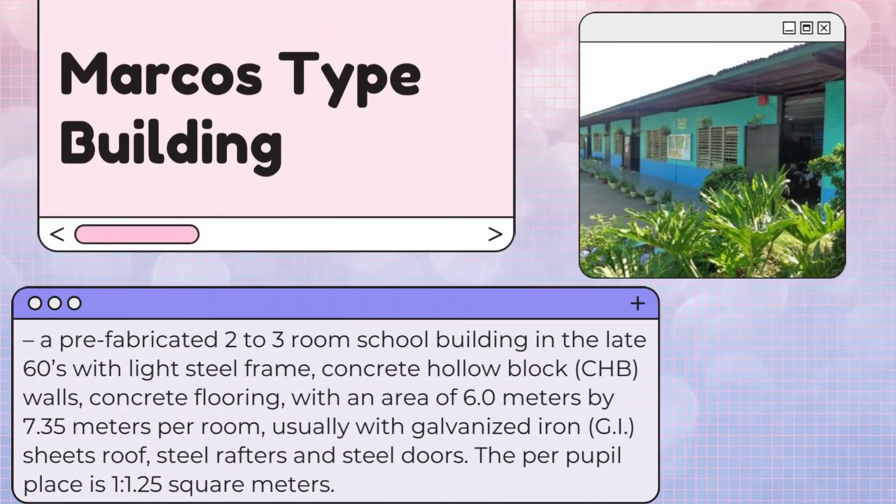Marcos-type building, a prefabricated 2 to 3 room school building in the late 60s with light steel frame, concrete hollow block walls, concrete flooring, with an area of 6.0 meters by 7.35 meters per room, usually with galvanized iron sheets roof, steel rafters, and steel doors. The per pupil place is 1.25 square meters.